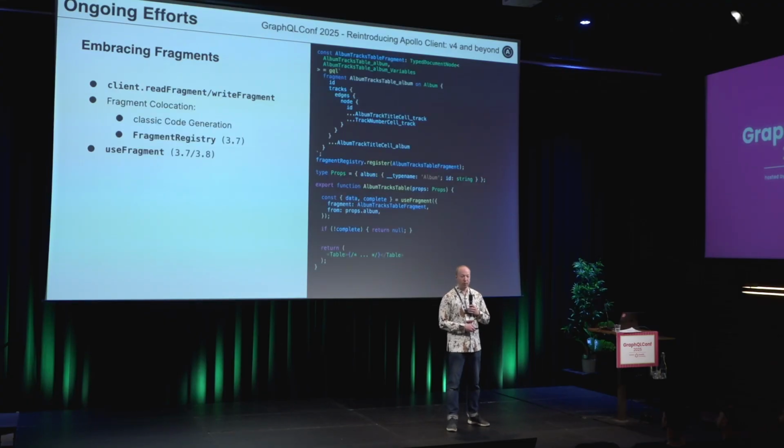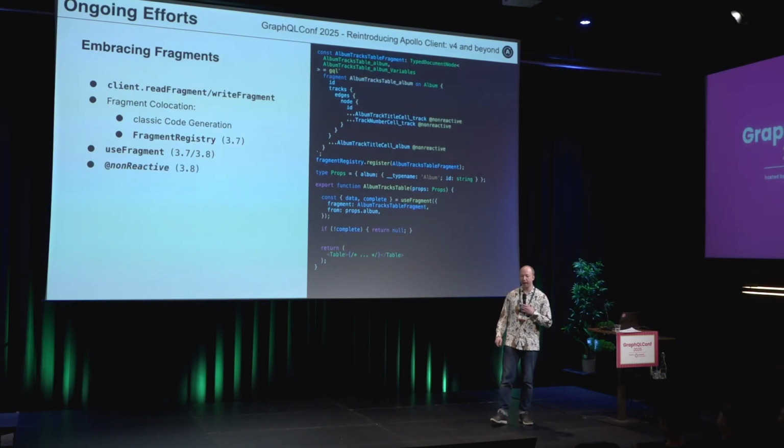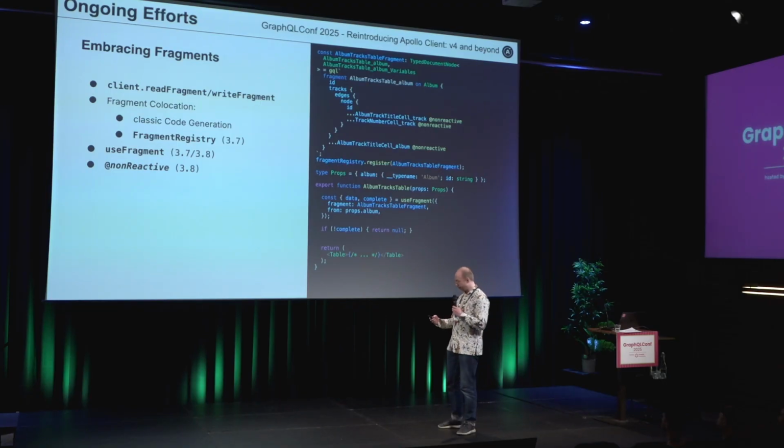In Apollo Client 3.7, we went in the direction of fragment colocation by introducing a fragment registry where you could now register fragments, and introducing a useFragment hook. We built upon that by adding the nonreactive directive that you could put on a fragment spread, and then you would still get that data out of the hook, but the hook wouldn't re-render your page anymore if that fragment changed, which was like the first step to data masking.